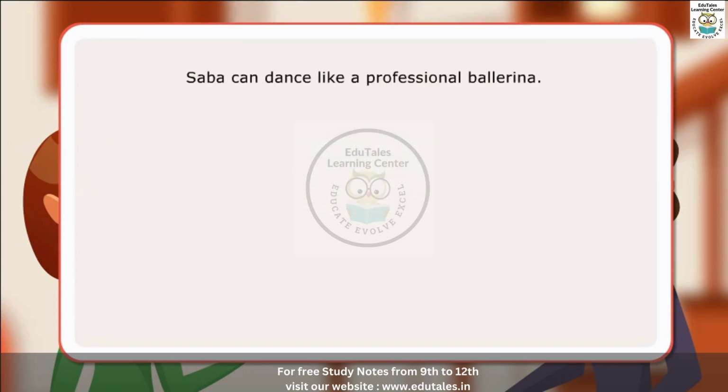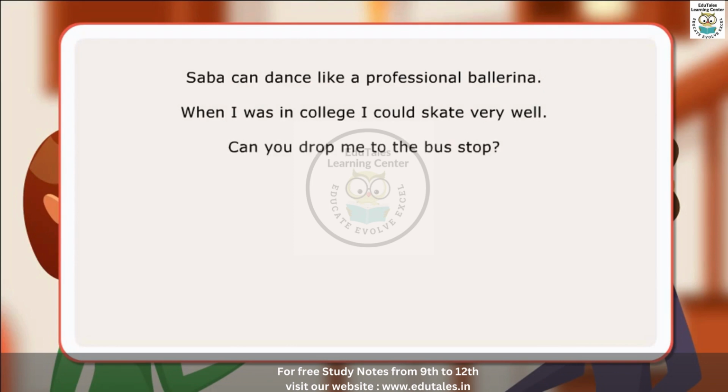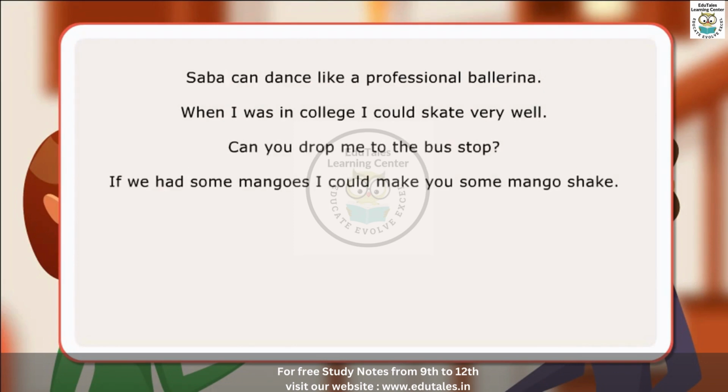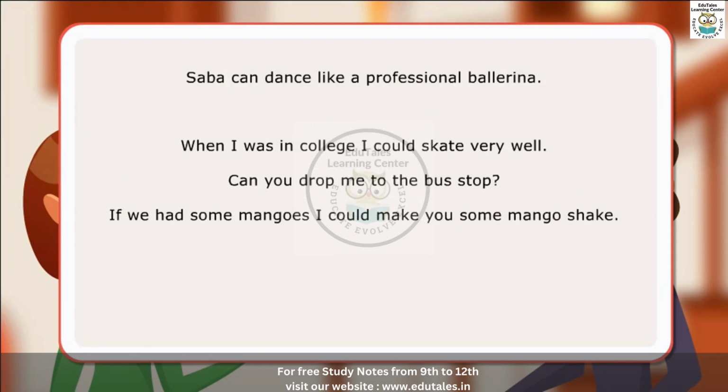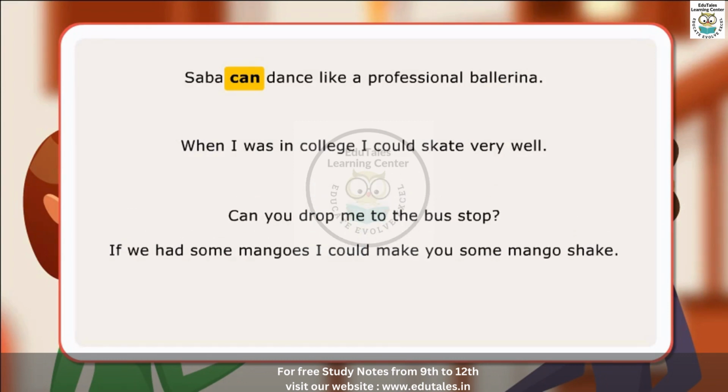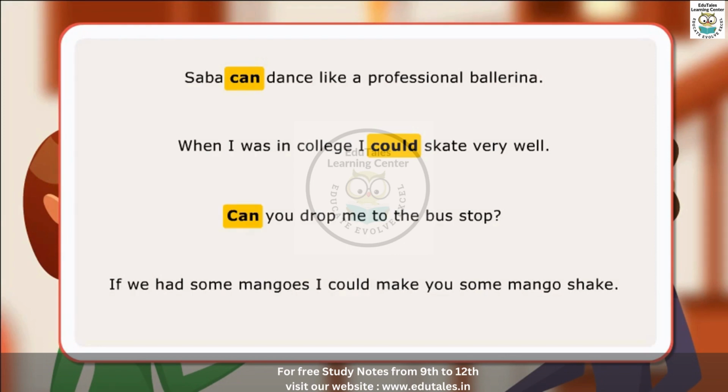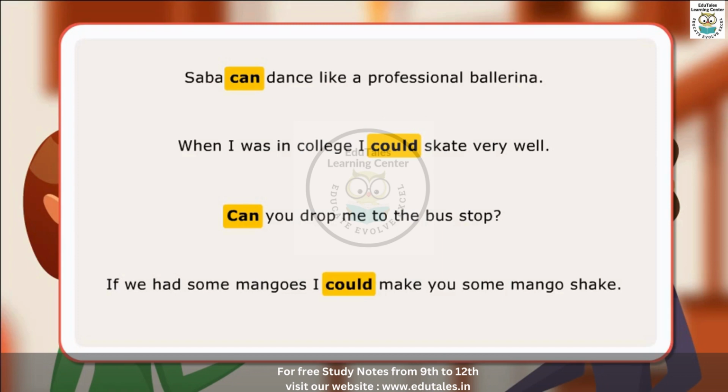Sabha can dance like a professional ballerina. When I was in college, I could skate very well. Can you drop me to the bus stop? If we had some mangoes, I could make you some mango shake. In the first sentence, can has been used to show ability. In the next sentence, could has been used to show past ability. In the third sentence, can has been used for a request. In the last sentence, could has been used in a conditional sentence.